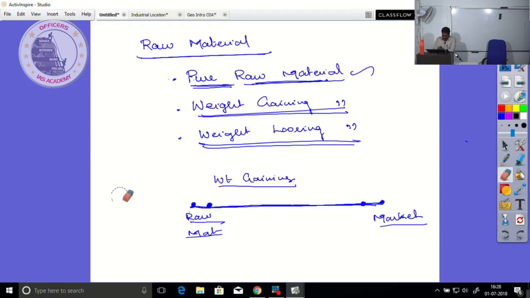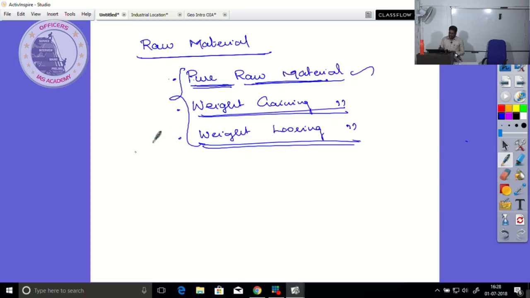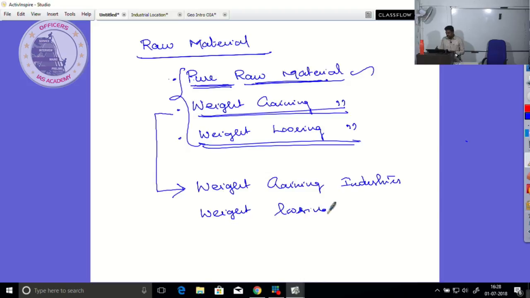Now, with this idea, let me conclude. When I talk about industries based on raw material, I have two types of industries. One, as the name itself suggests, weight gaining industry, and weight losing industries. Weight gaining industries can sometimes be called market oriented industries. It will be located very near to the market, that can also be noted.